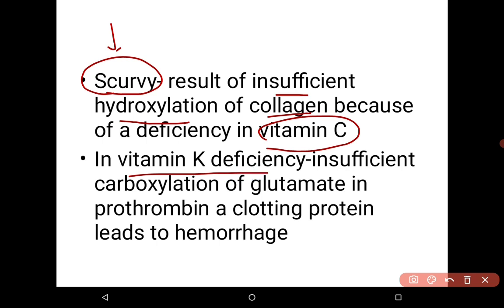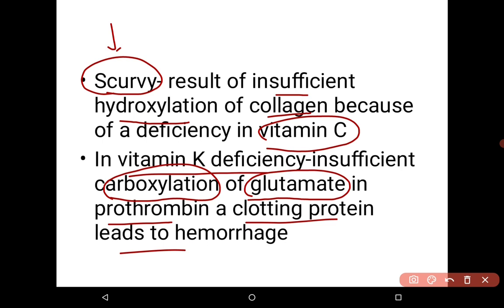Also, in vitamin K deficiency, you find that carboxylation is not taking place, and glutamate is what is involved in this carboxylation process. If carboxylation of glutamate in prothrombin doesn't take place, the body won't be able to form clotting factors properly, and there will be hemorrhage, which is excessive bleeding because of lacking certain protein factors due to deficiency of vitamin K.